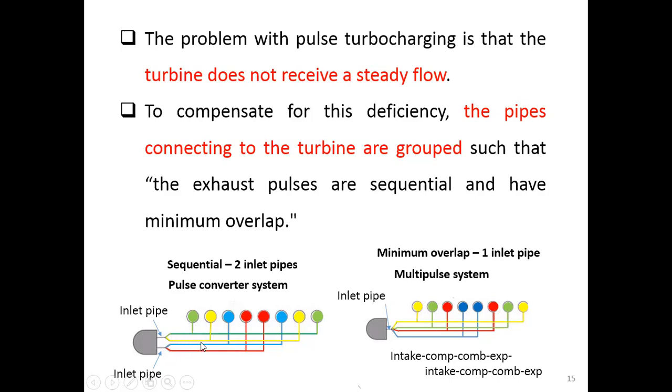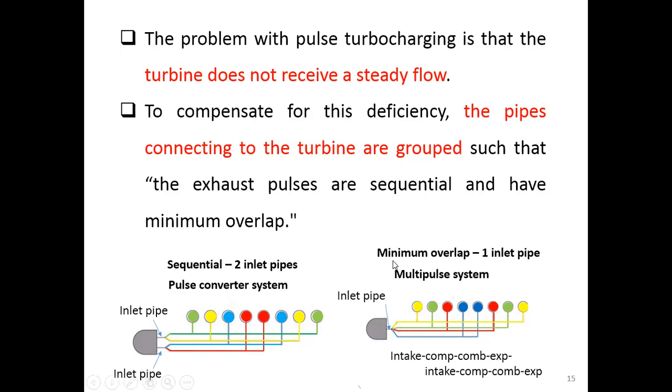Then if the exhaust flow comes out from the yellow one, the next exhaust flow should come out from either blue or red. It never comes out from the green, because that means this inlet pipe would repeat the exhaust flow to the turbine, which is prohibited. So in order to have a sequential exhaust flow, this is the concept of the sequence.